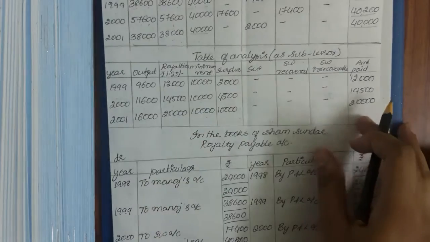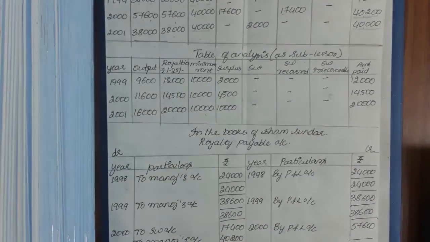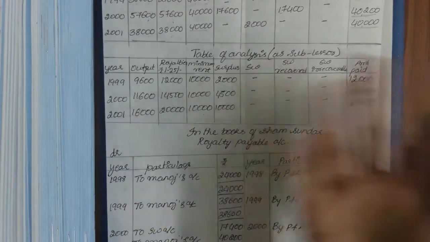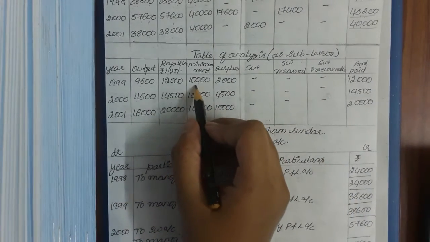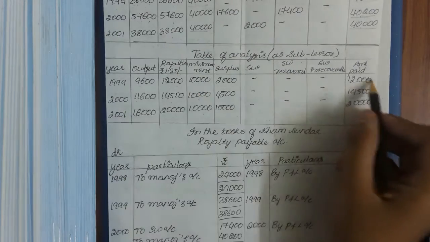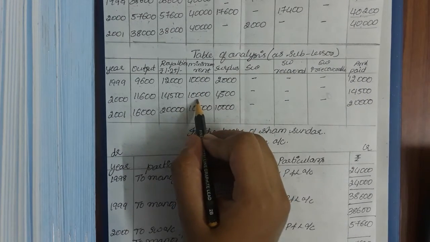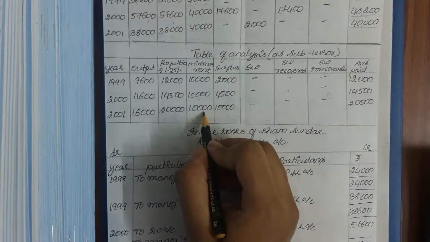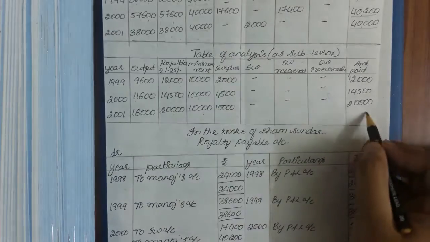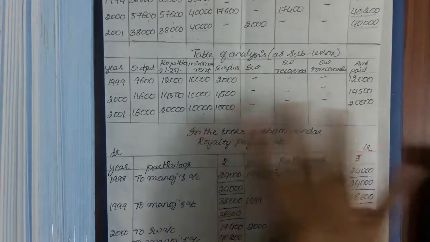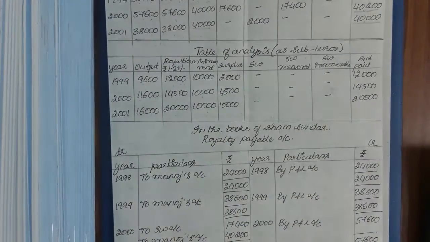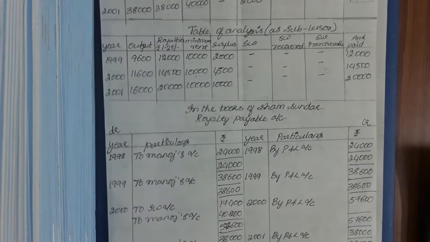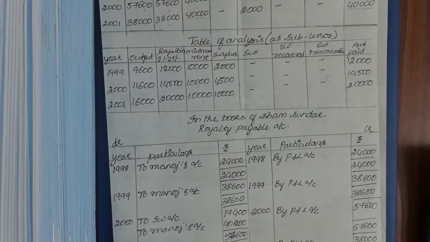So in this case, as a sublessor, for Shyam Sundar there are no short workings. Everywhere he has earned more royalties. The minimum rent is less than royalty, so the royalty will be payable. Even in the second year, minimum rent is less than royalty, so the royalty will be payable. In the third year, minimum rent is less than royalty. The royalty is payable. Done with the table of analysis as a sublessor. So now we need to start with the ledger account. So let's start with the ledger account.